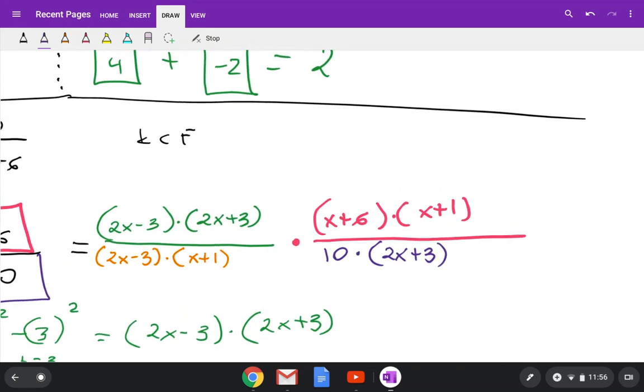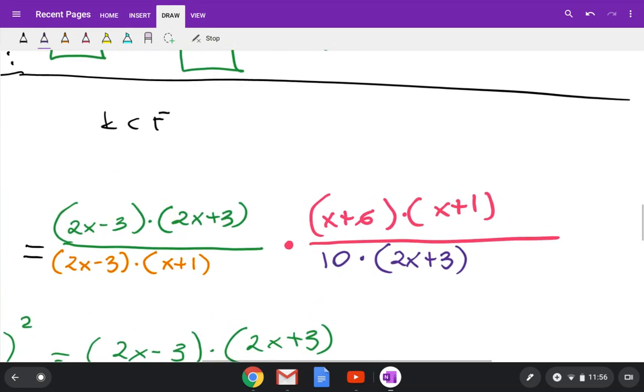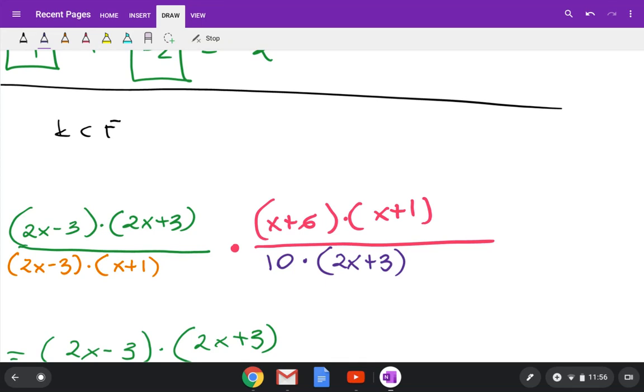And now we focus on multiplying this rational expression. So let's see what we can cancel. 2x minus 3 on the top, 2x minus 3 on the bottom. Cross them out. 2x plus 3 on the top, 2x plus 3 on the bottom. Cross it out. x plus 1 on the top, x plus 1 on the bottom.